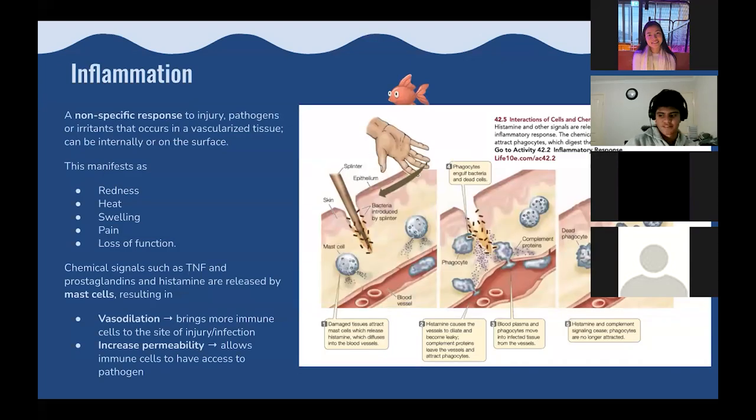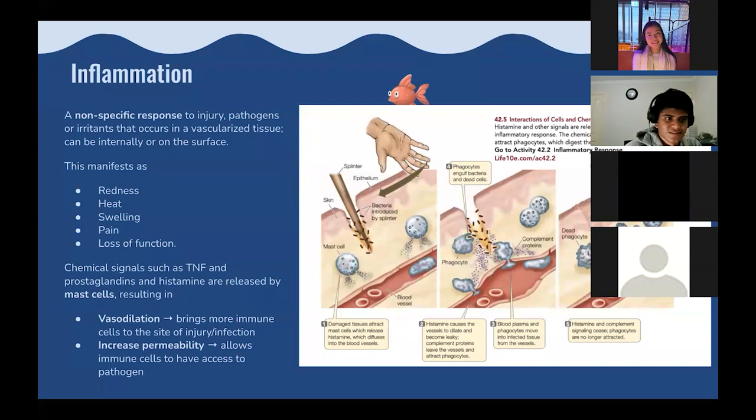Yeah. So inflammation, this is kind of your first dose of immunology, really. It's a non-specific response to injury. Pathogens are irritants that occur in vascularized tissue. So there's a few symptoms and signs that you really need to know for inflammation. It's very commonly assessed. Now, you might actually need to know the Latin words as well. I'm pretty sure that has come up before. I haven't included them here, but I'm sure it's in the lecture slides.